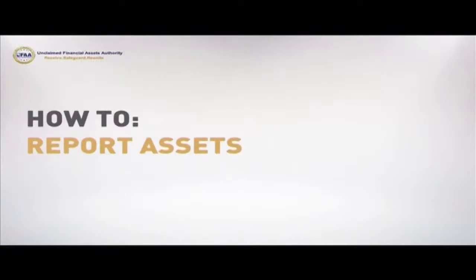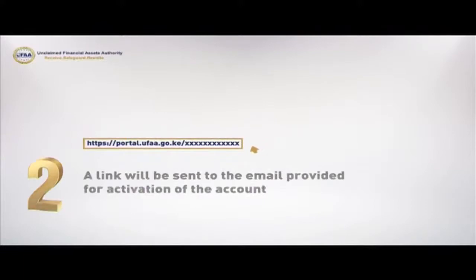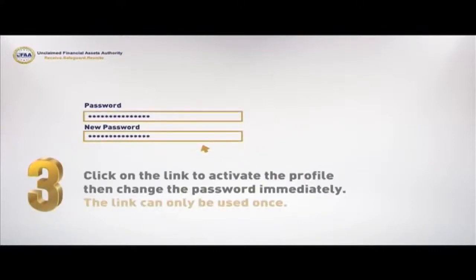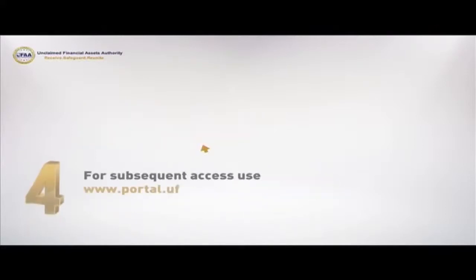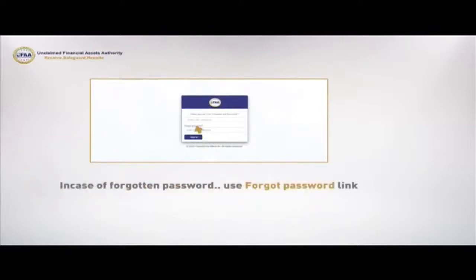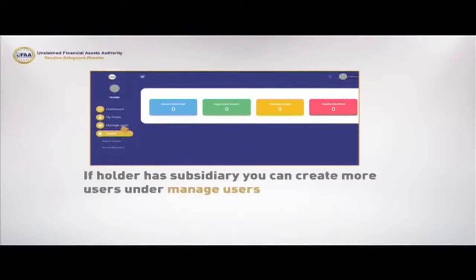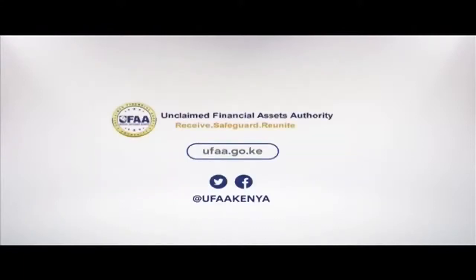The procedure of reporting assets to the Unclaimed Financial Assets Authority is simplified in the following easy steps. Step 1. Write an email to holders at ufaa.go.ke to request your profile to be created. Step 2. A link will be sent to the email provided for activation of the account. Step 3. Click on the link to activate the profile and change the password immediately. Step 4. For subsequent access, use the link provided here. In case of forgotten password, use Forgot Password link to create a new one. Step 5. After login, click on Assets to submit records, and if the client has subsidiary, you can create more users and manage users. Unclaimed Financial Assets Authority. Receive, safeguard, reunite.